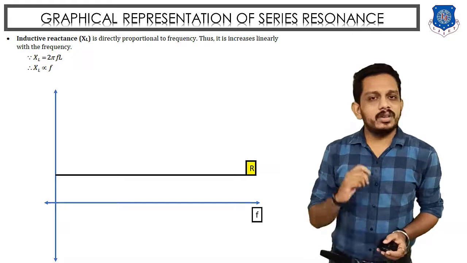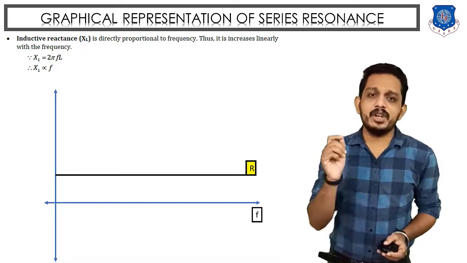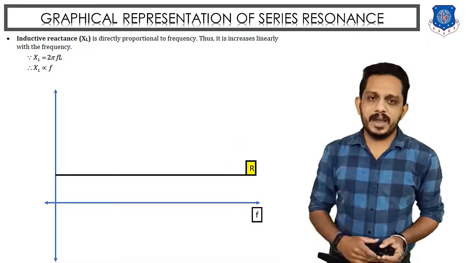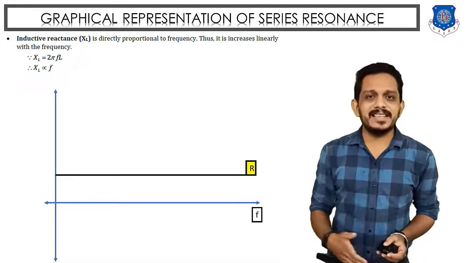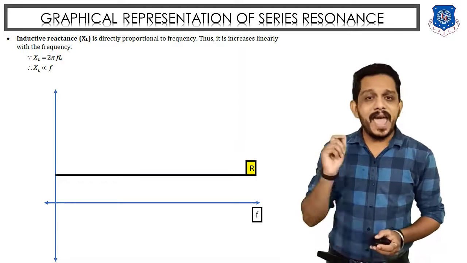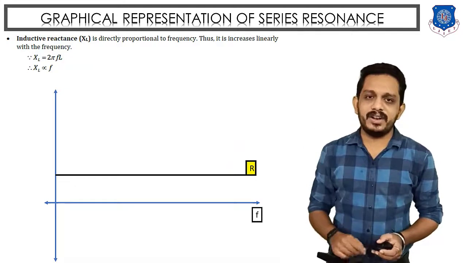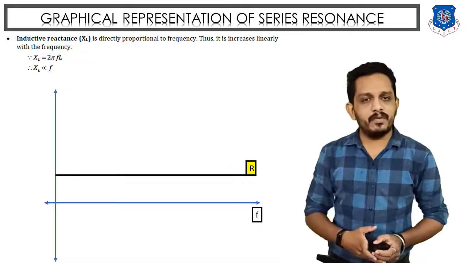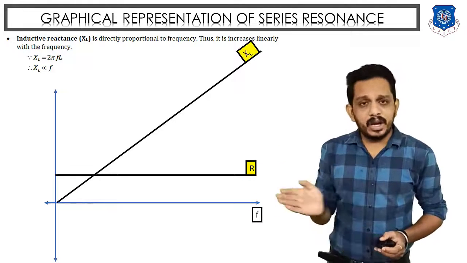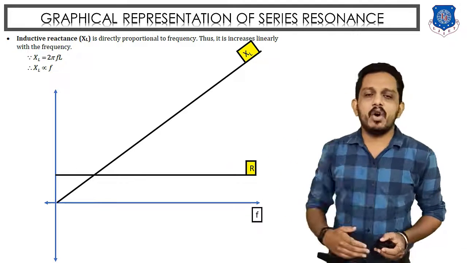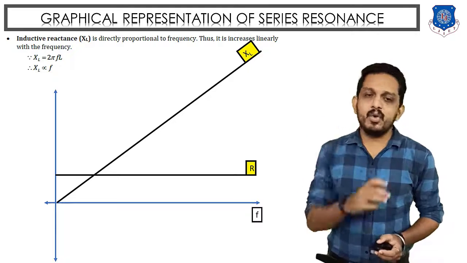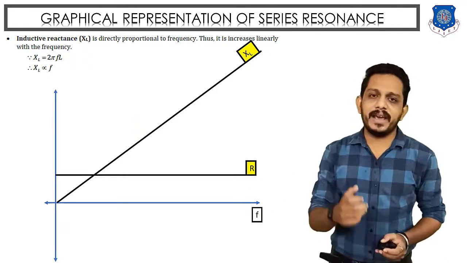Now let's draw another graph, of inductive reactance XL. We know that XL equals omega L, or you can say XL equals 2 pi fL. So basically XL, the inductive reactance, is directly proportional to the frequency. If frequency is 0, XL will be 0. If frequency increases, XL will also increase. So it will be a straight line passing through the origin. So this is the graph of XL.